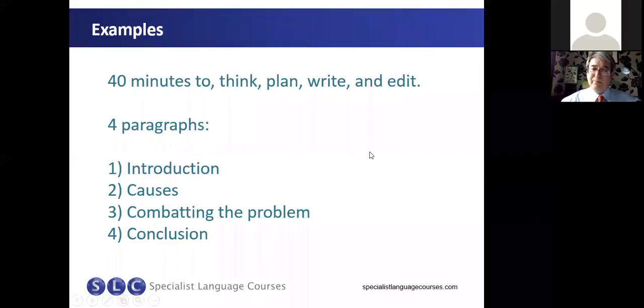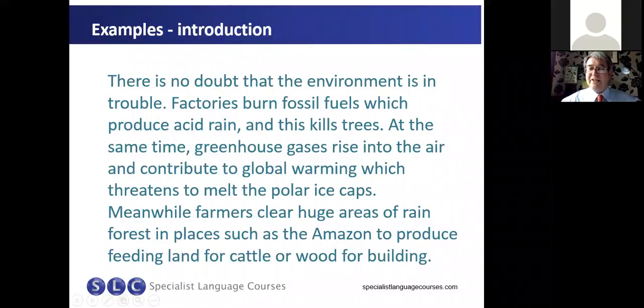So here's an introduction. This is not my writing. This is an example I've picked up from a vocabulary book. You were given the template, and then you had to put in the vocabulary about the environment. So this is part of an introduction. The next page is also following on.